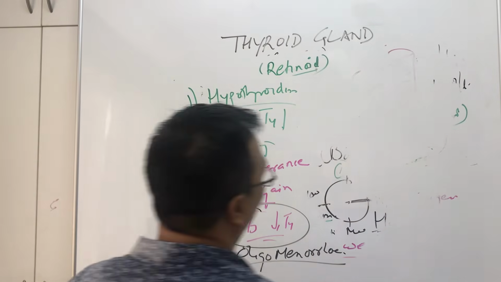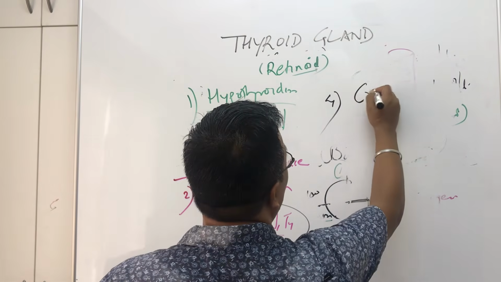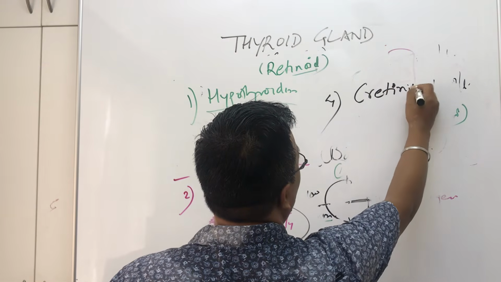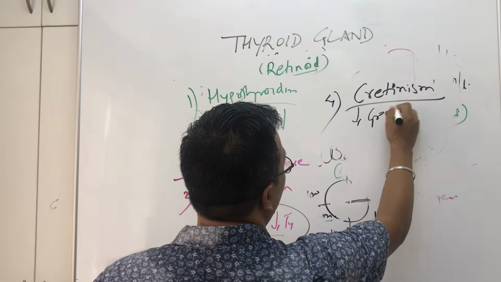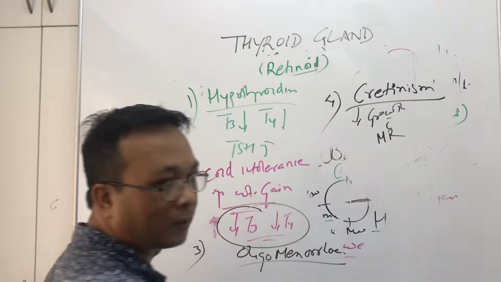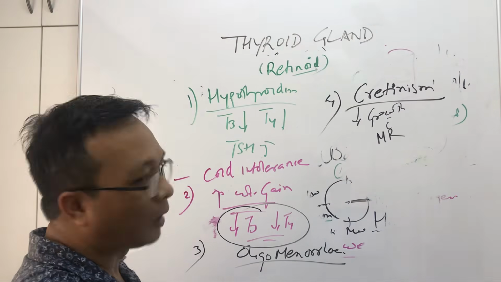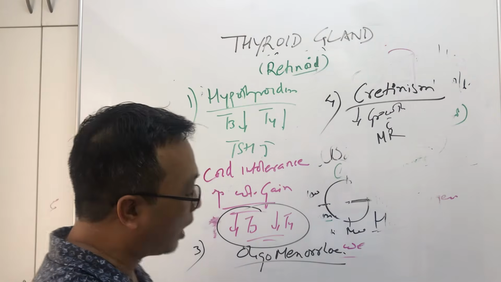But if hypothyroidism occurs in children, we know what will happen. Then we call that condition cretinism. Just as a term, it's called cretinism, meaning decreased growth with mental retardation. Okay, I'll show you the pictures, don't worry. So these are the cretinisms.